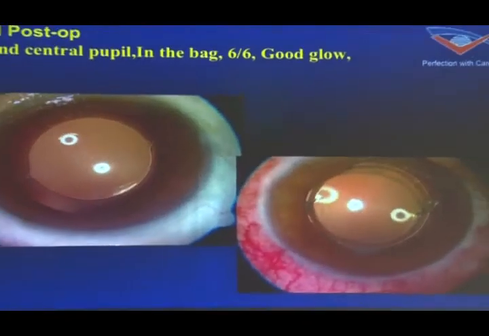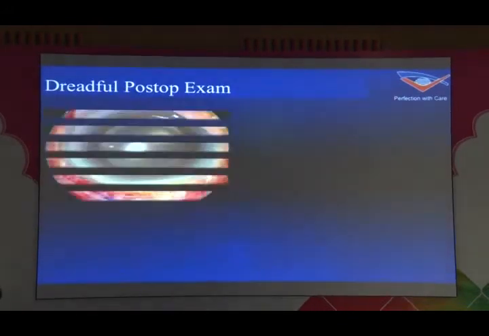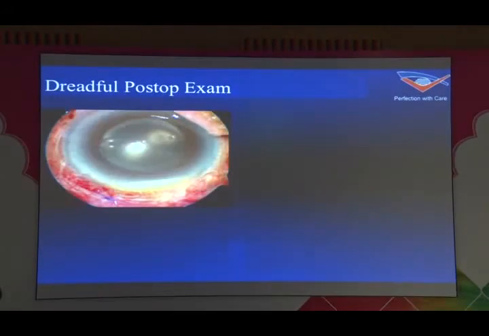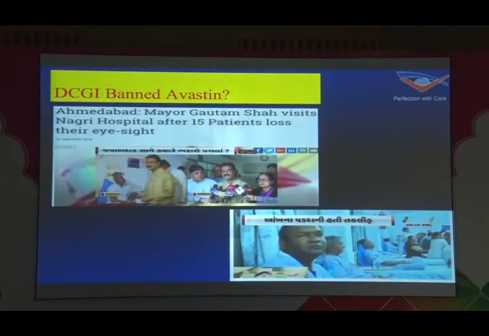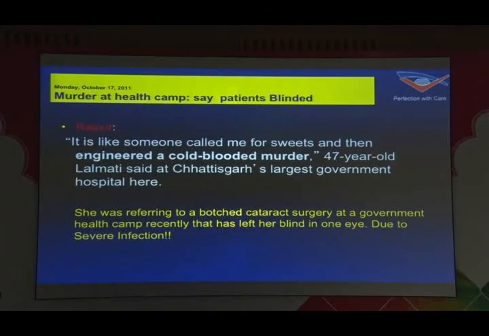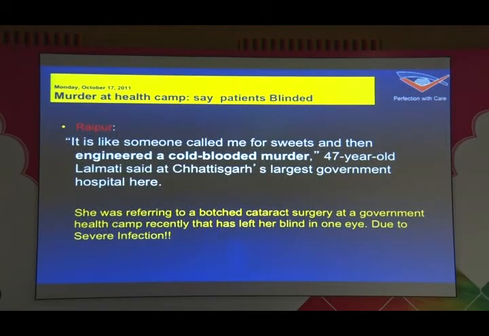This is the ideal post-op status of cataract surgery which we would have, and this is the dreaded complication of post-op infection, which can come in various forms, and this led to the ban of Avastin. Because it happened in Modi land, it was banned because 15 patients lost their eyesight due to infection following endophthalmitis. A newspaper headline said, "Murder at a health camp. The patients got blinded after cataract surgery," which happened in Raipur.